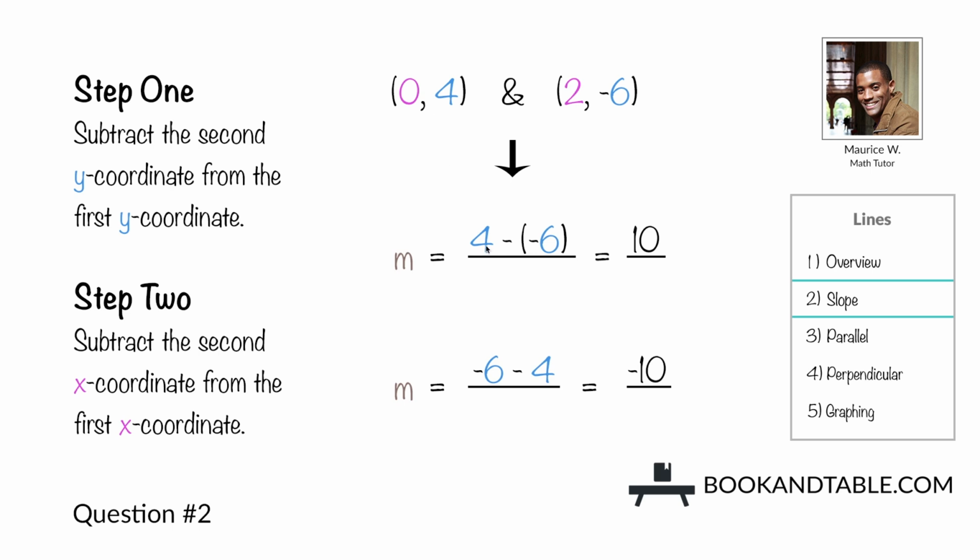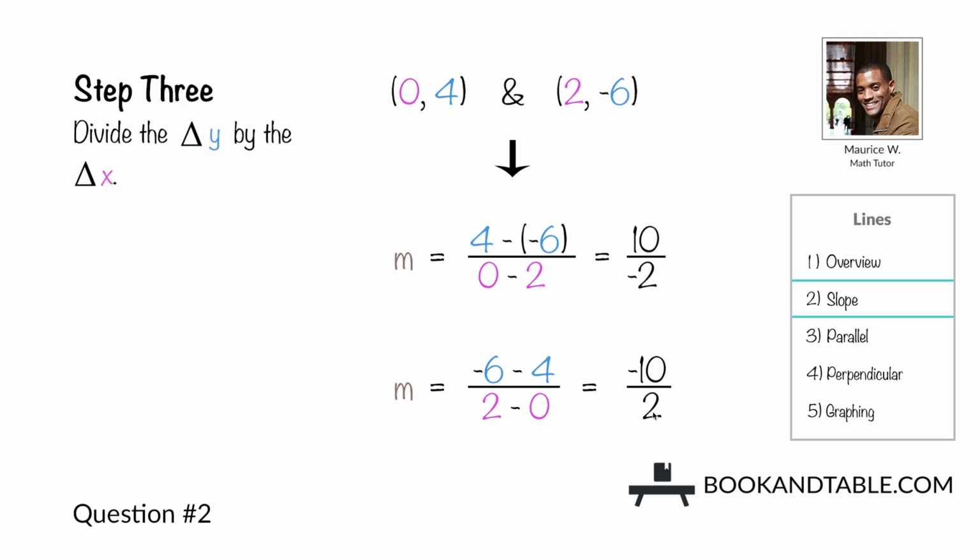So for our delta y's, you'll get 4 minus negative 6, which is positive 10. Or you would have gotten negative 6 minus 4, which is negative 10. In the denominator, this point minus this point, you get 0 minus 2, which is negative 2. Or if you did this point minus this point, you got 2 minus 0, which is positive 2. For step 3, when you divide delta y by delta x, 10 divided by negative 2 is negative 5. Negative 10 divided by 2 is also negative 5. So we see our slope for this line is equal to negative 5.